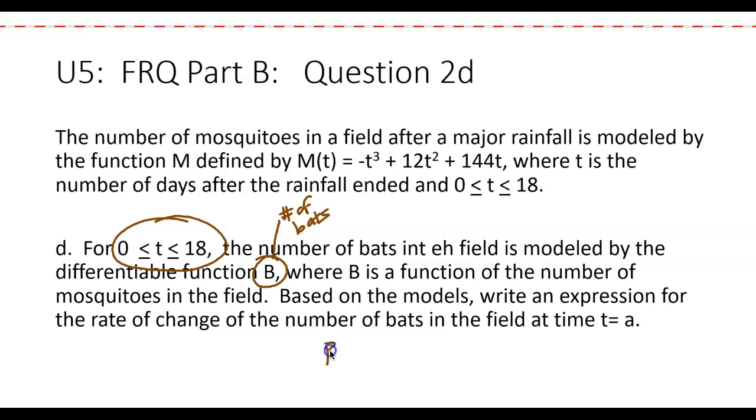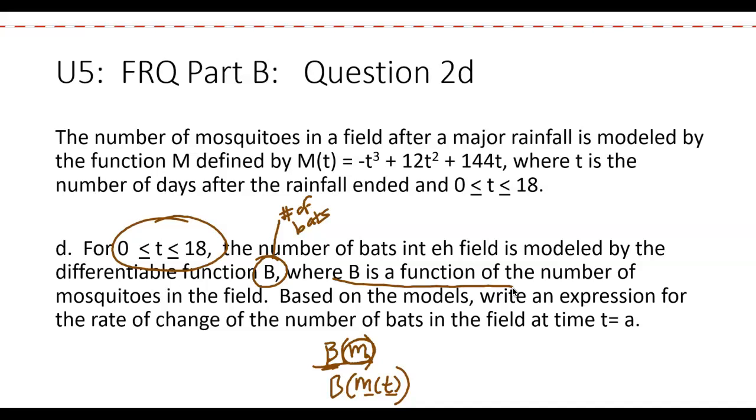Okay, so that means that b of m is a function of the number of mosquitoes, which means that technically it's b of m of t, because the mosquitoes is a function of time. So in other words, what b is determined by what m is, and what m is determined by what t is. That's what it means when they say that b is a function of. That means the input variable is m. So b is a function of the number of mosquitoes in the field.